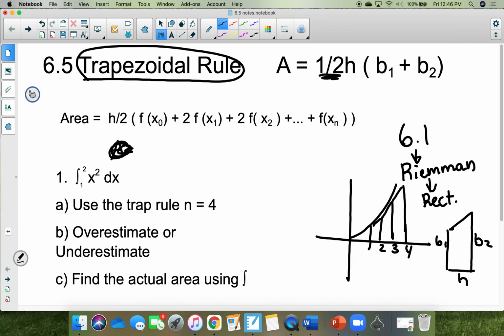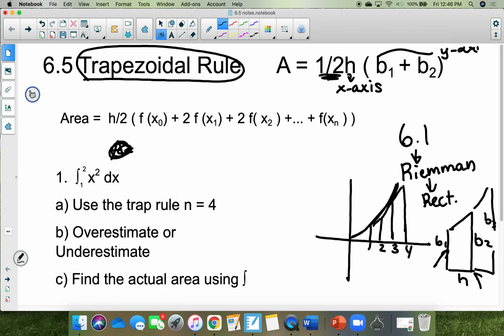The area is 1/2 the height, and the height never changes, it stays the same. The height is along the x-axis, and B1 and B2 are dictated by the y-values. But watch, when you put another one on here, do you see that B2 gets used twice, but B1 gets used only once? You need B1 and B2 for the little trapezoid. For the next one, you need B2, and then you'll need B3.